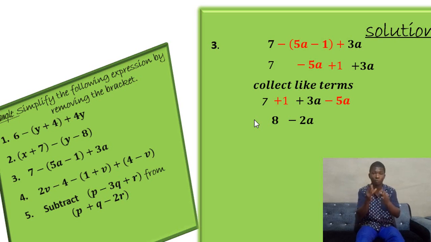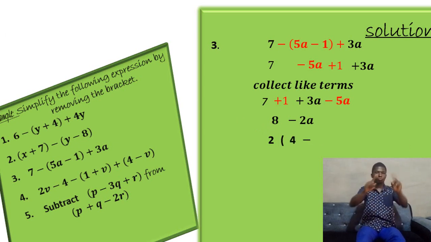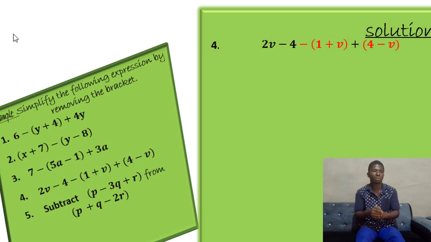So probably you see 2 as a common factor. Then open your brackets. You will be having 4 here, then a negative a. Close brackets. Alright, question 4.